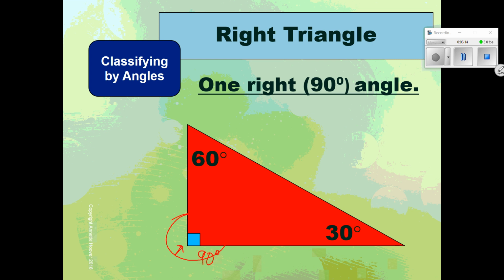Now it is impossible to have two right angles in a triangle because 90 plus 90 would be 180 and you would only have two angles and you couldn't have a third angle, and it can't be a triangle with only two angles. So you're only going to have one 90-degree angle.